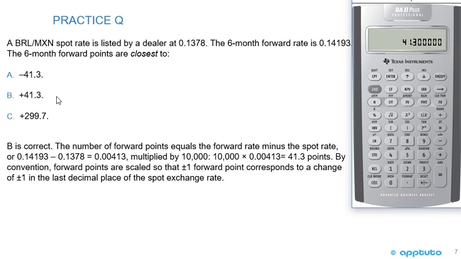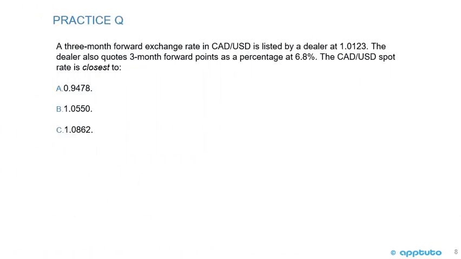Now, of course, if the forward rate was lower than the spot rate, it would be negative. It would be trading at a discount. In this case, the forward rate was higher than the spot rate, so it was at a premium. Very easy question. Okay, one last practice question to finish this LOS.